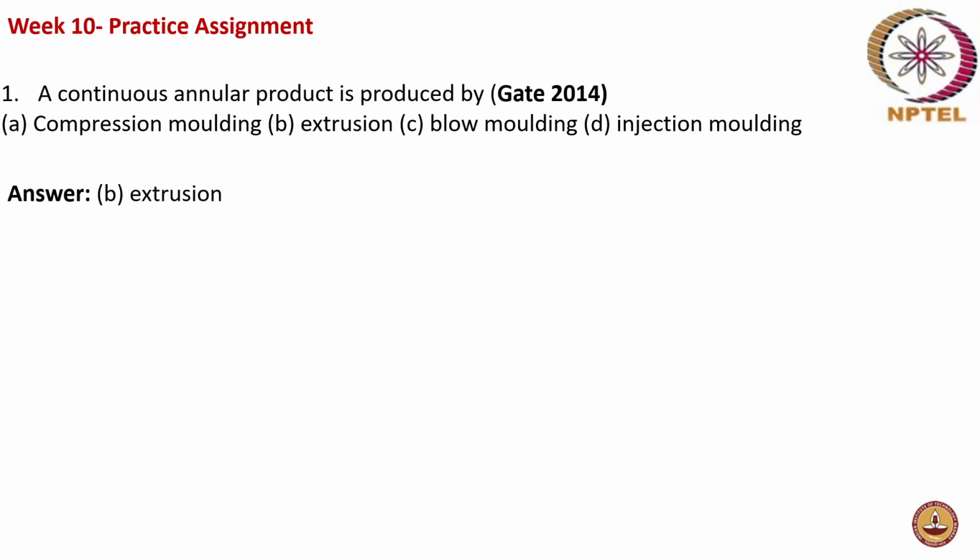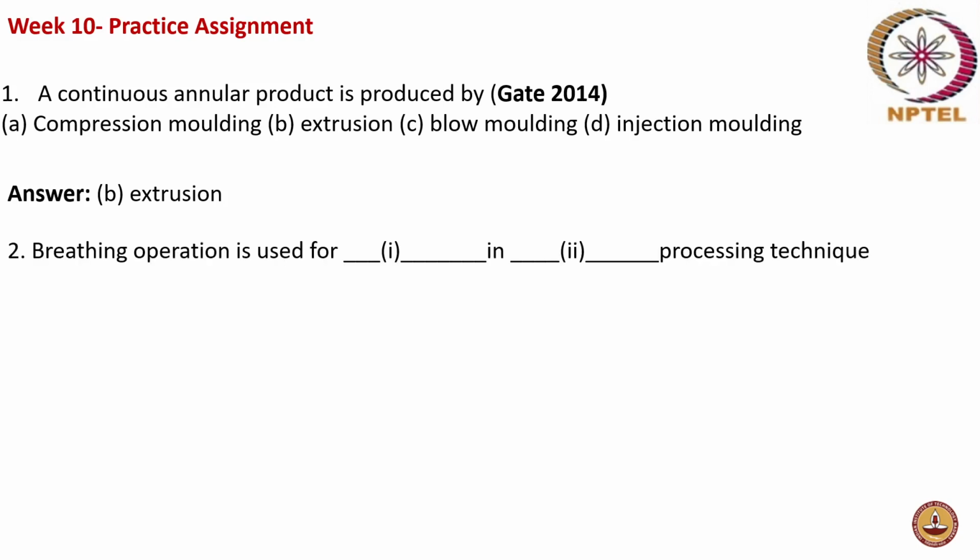The answer to this is extrusion. So extrusion is actually a continuous process where material can be continuously extruded from the equipment, whereas compression molding, blow molding, and injection molding are all batch processes.